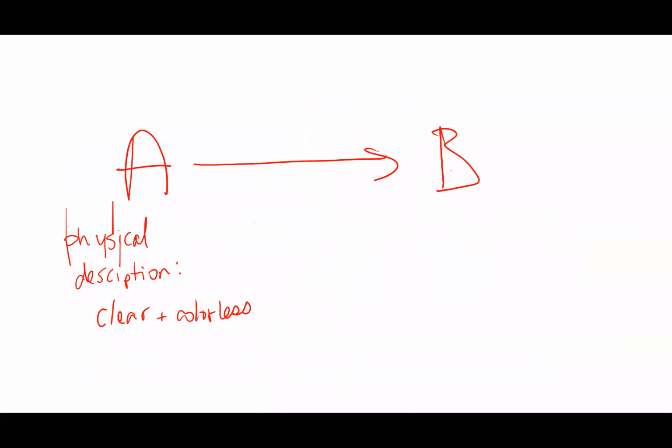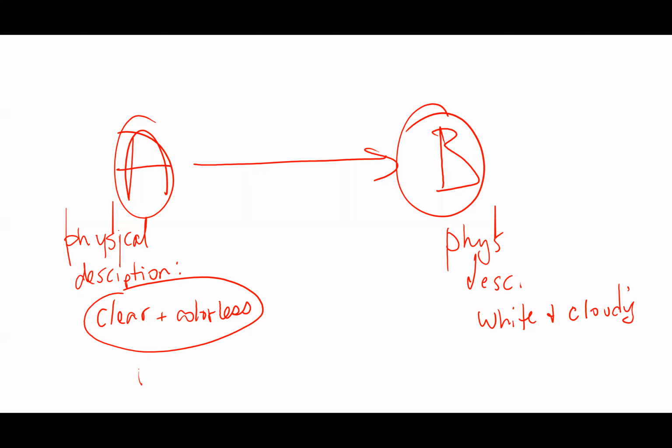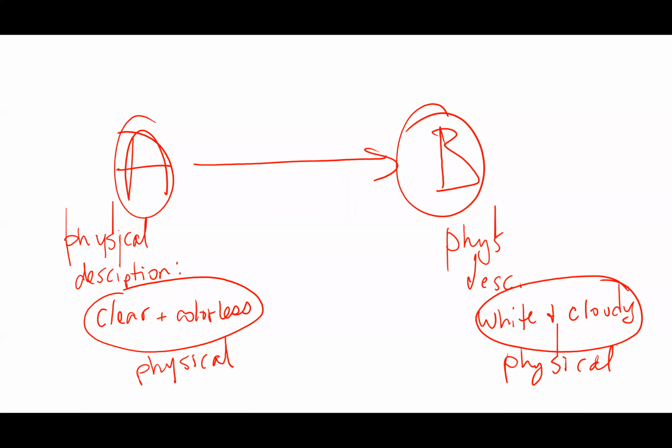You then turn it into chemical B somehow. Remember, the definition of a chemical reaction is taking A and turning it into B. That literally is what chemistry is. When you make new bonds, you make a new chemical, it's a chemical reaction. Let's say you turn A into B and your physical description is it's now white and cloudy. These are physical descriptions. But the fact that its physical description changed tells me that a chemical reaction happened.